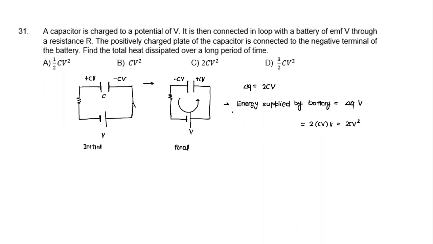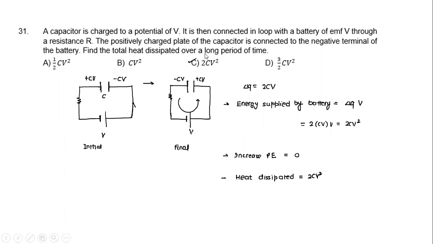Where has all this energy gone? Has it led to any increase in potential energy? The only place we can store potential energy is in the capacitor. But since the charge on the capacitor has not changed, the increase in potential energy is zero. So where has that energy gone? Energy could have been shared between two things: increase in potential energy and the heat loss. Since the change in potential energy is zero, the entire thing has gone in the form of heat loss. What is the heat dissipated? Heat dissipated is the entire energy supplied by the battery, which is equal to 2CV square.